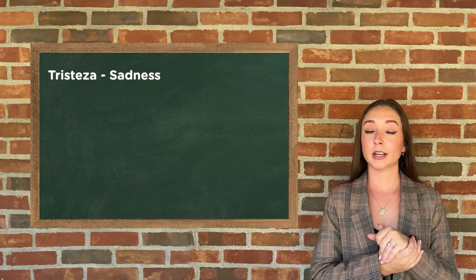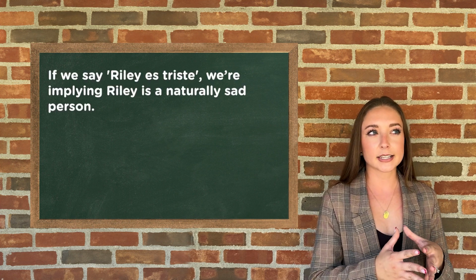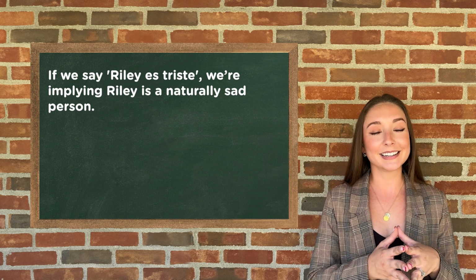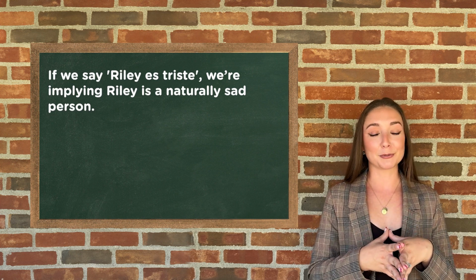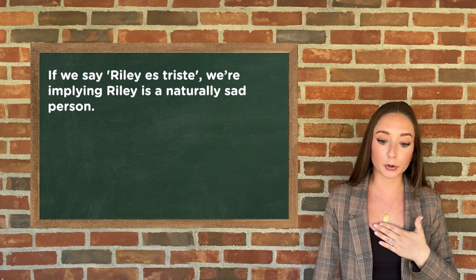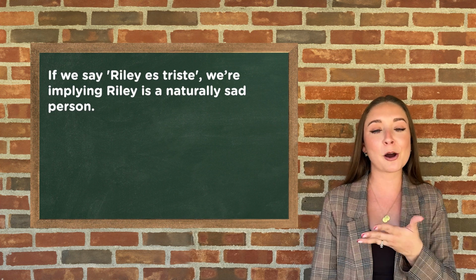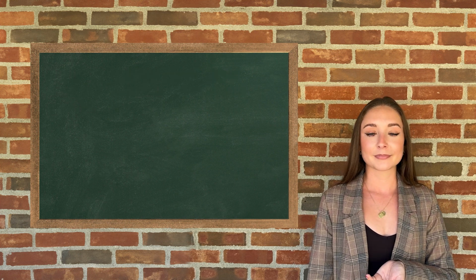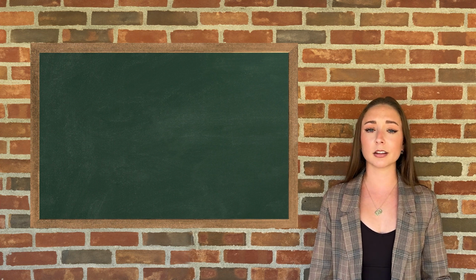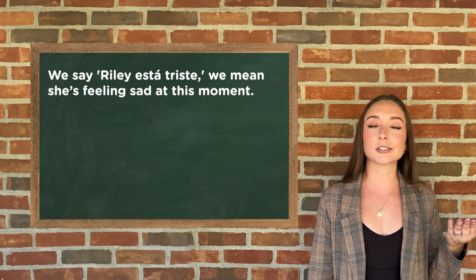Example 2, tristeza, sadness. If we were to say Riley es triste, which again sounds weird. We don't typically see emotions with the verb ser. But if you did use that, you would be communicating that Riley is a sad person. That is her personality. That is her core, which we know that's not her. That's not how people are really made up. So if we want to say, right now, Riley's sad, Riley's having a bad day, you would say, Riley está triste, showing that right now, this condition, she is sad.